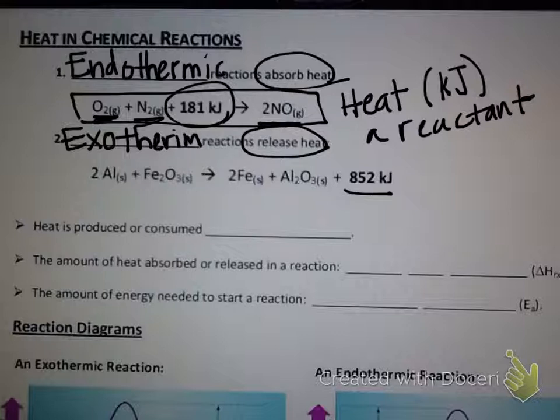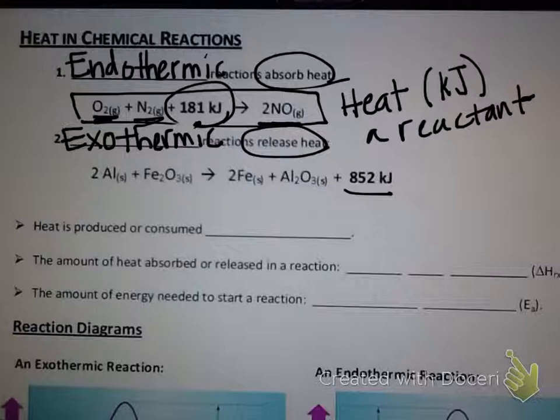It's a product. So in an exothermic, I don't know why I wrote that way. Let me write that again. I talk and write at the same time. It gets kind of bad. So exothermic. Don't talk and write at the same time. It's like don't text and drive. It's just as bad. Okay.